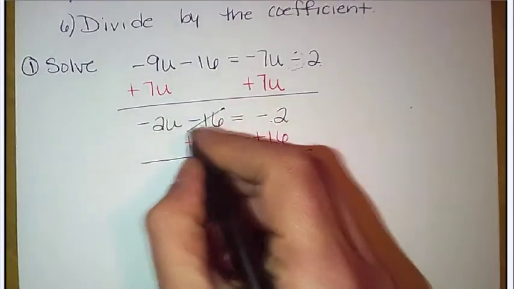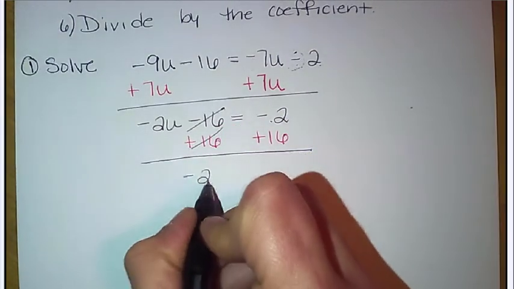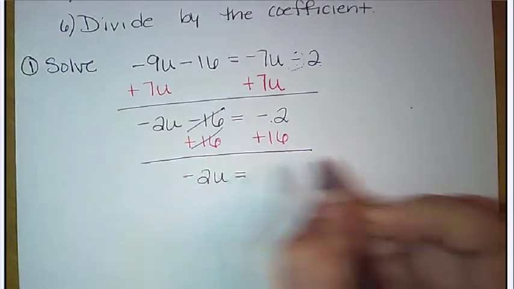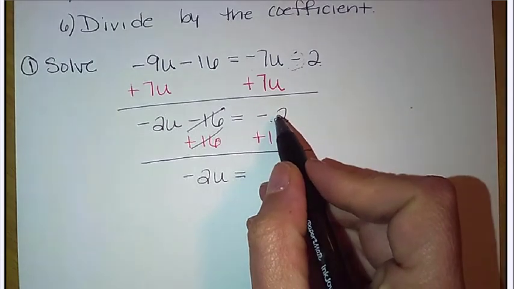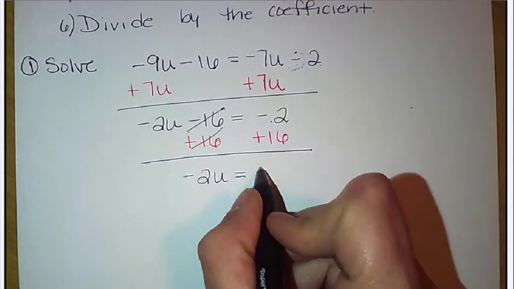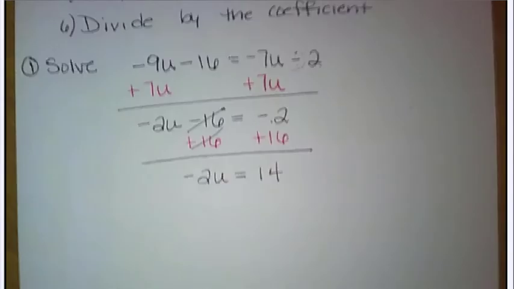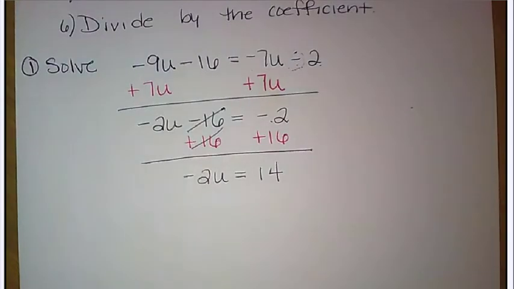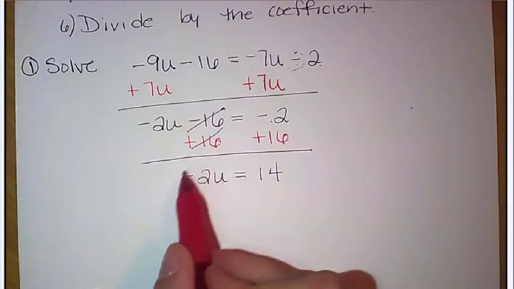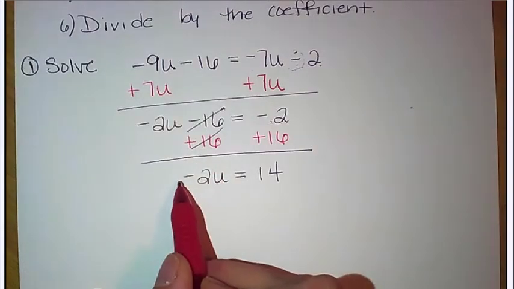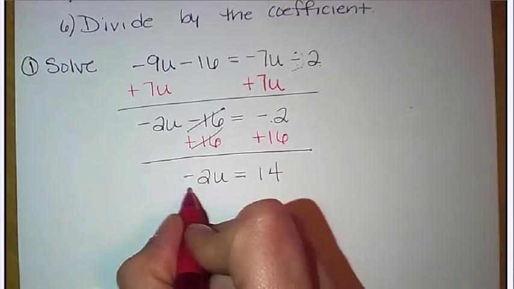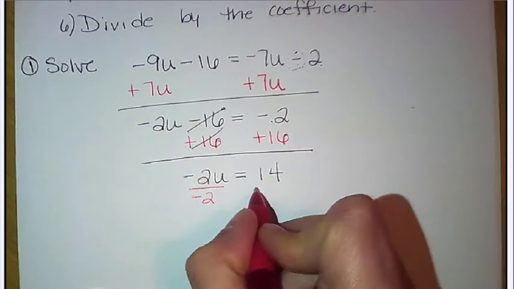So our 16s are going to cancel. We're going to have negative 2u equals 16 minus 2, and that's going to give us a positive 14 at that, since I have more money left over. And then I'm going to do my last step, which is I need to get rid of this negative 2. I'm going to divide by that coefficient. So I'm going to divide both sides by negative 2.